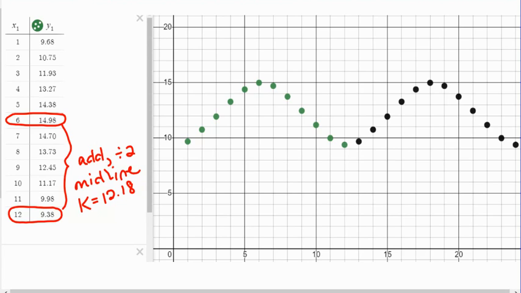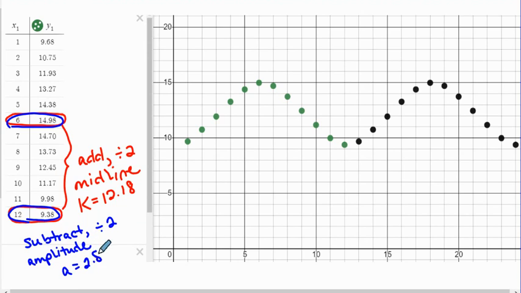Okay, if you take these two values and subtract them, right, so the same maximum and the same minimum, and you subtract them, and then again divide that by 2, that's going to give you your amplitude, right? And you find out this time that A equals approximately 2.8.